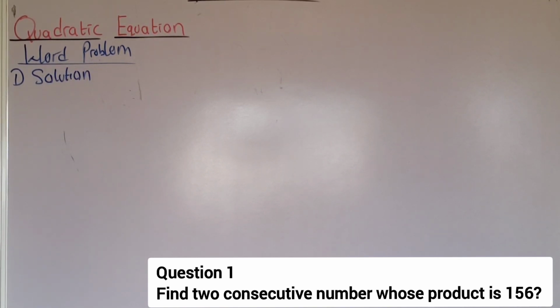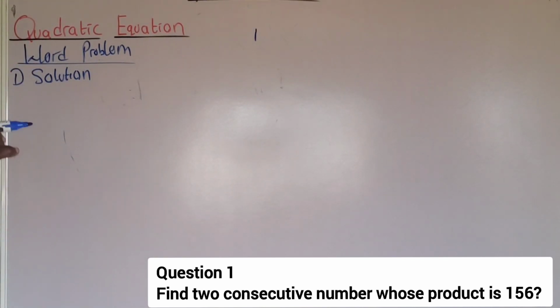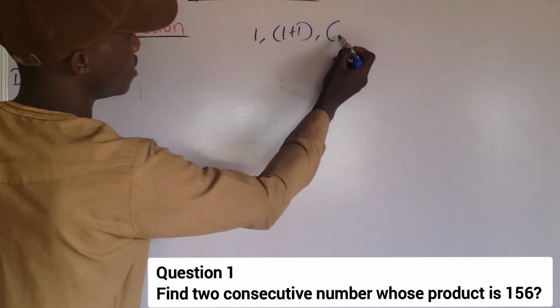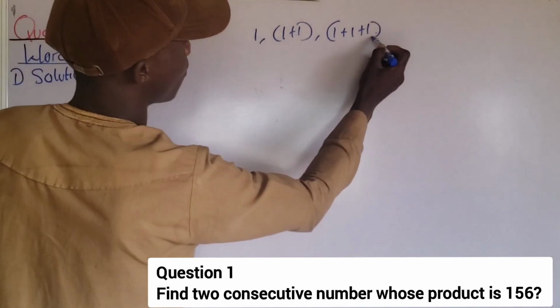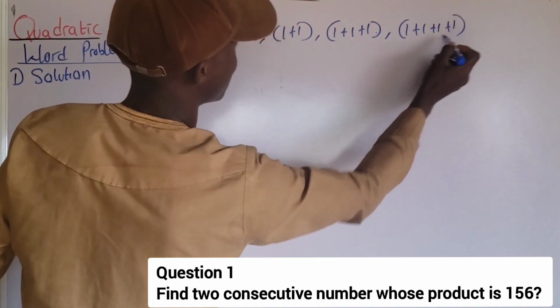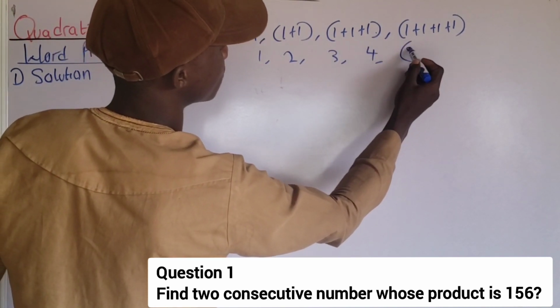What do we mean by consecutive numbers? Consecutive numbers are numbers that differ by 1. You understand? When we say two consecutive numbers, those numbers differ by 1. That is, the difference between those numbers is 1. For example, let's say that the first number is 1. The second number will be what? Will be 2. The second number will be 1 plus 1, while the third will be 1 plus 1 plus 1, while the fourth will be 1 plus 1 plus 1 plus 1. That is 1, 2, 3, 4. The fifth will be 4 plus 1.